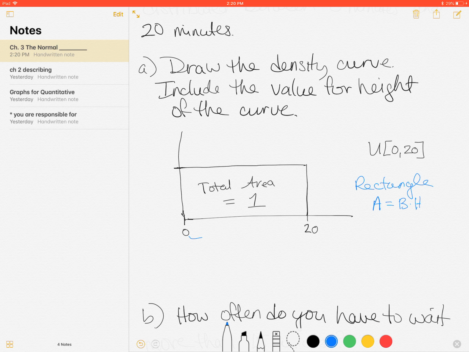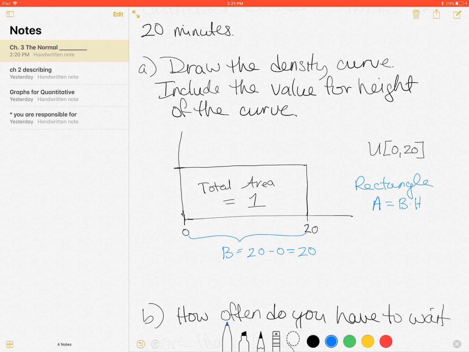So we can look at this and say, okay, what is the width here, the base? Well, it goes from 0 to 20. That is a gap of 20. Please note it's not just the ending point. If I said 5 to 20, that'd be a gap of 15. So always subtract your endpoints.